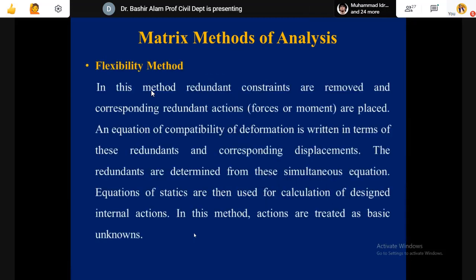We discussed the flexibility method, and let me review that again. In this method, redundant constraints are removed and corresponding redundant actions, forces and moments, are placed. An equation of compatibility of deformation is written in terms of these redundants and corresponding displacements. The redundants are determined from these simultaneous equations. Equations of statics are then used for calculation of the desired internal action. In this method, actions are treated as basic unknowns.